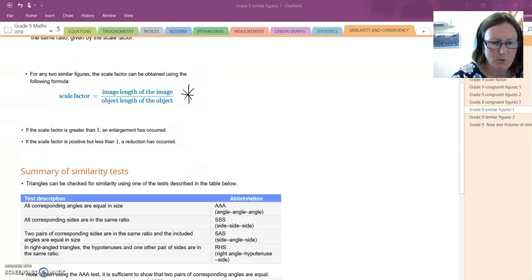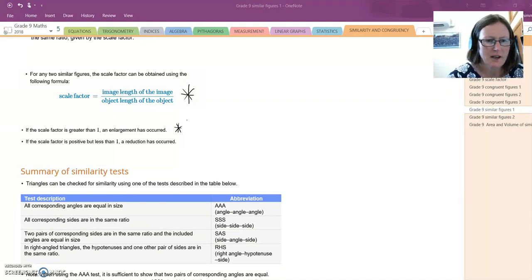If a scale factor works out to be greater than 1, then the second figure has been enlarged from the original figure. If the scale factor is between 0 and 1, so it's positive but less than 1, a reduction has occurred.